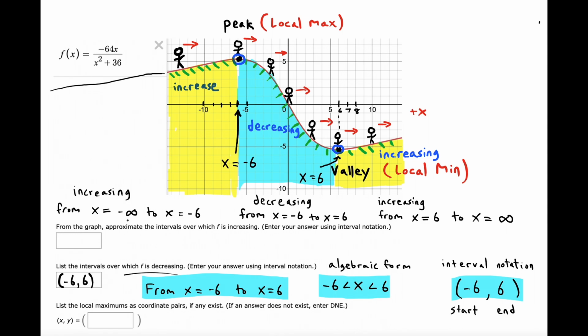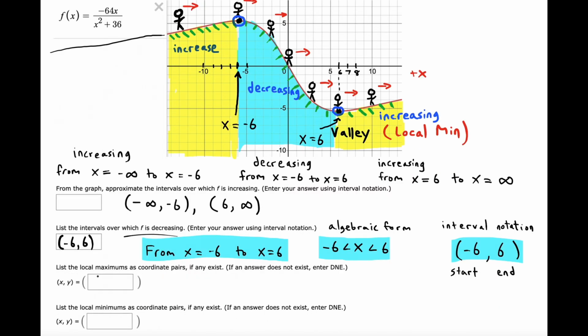So in order to state both of these intervals, one of them is from -infinity to -6, and the other is from 6 to infinity. If the question asks for a list of intervals, you could put a comma between them. Sometimes the question, though, wants a union between the intervals. So I'm just going to make a list of the intervals.